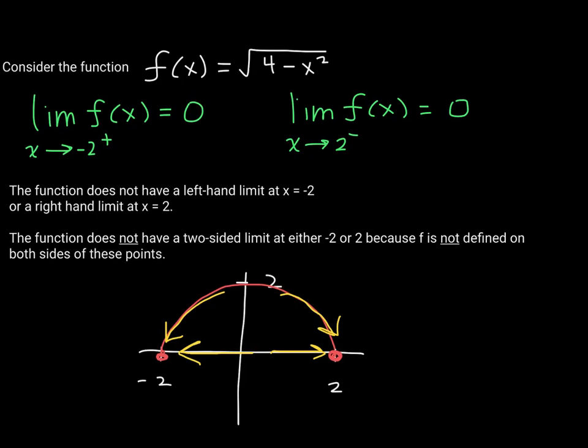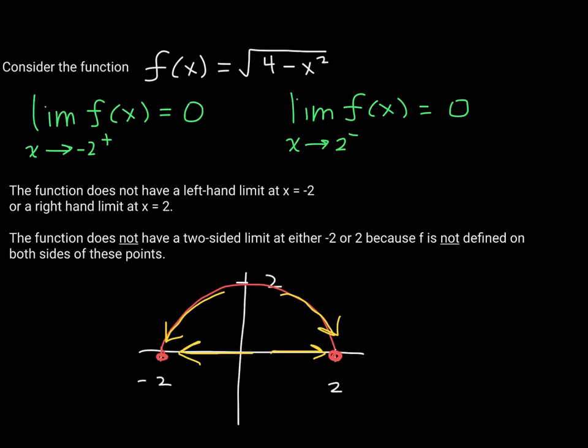Now, what's really important is that you and I understand that this function does not have a left-hand limit at -2. The reason is because the function is not defined to the left of -2. It does not have a right-hand limit at x equal to +2 because the function is not defined to the right of x equal to 2. The function does not have a two-sided limit at either -2 or +2 because f is not defined on both sides of these points. f is not defined to the left of -2. f is not defined to the right of +2.